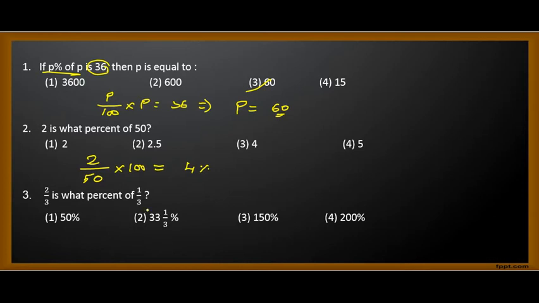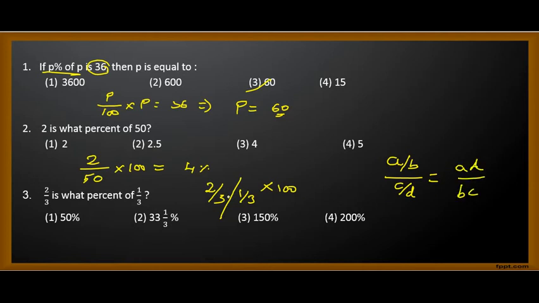2 by 3 is what percentage of 1 by 3? Here what is the required value? 2 by 3 divided by reference value is 1 by 3 into 100. Important point, friends, if a ratio is given like this, A by B divided by C by D, that is equivalent to AD by BC. In the similar way, this will become 2 into 3 by 3 into 1 into 100, which is equivalent to 200 percentage.